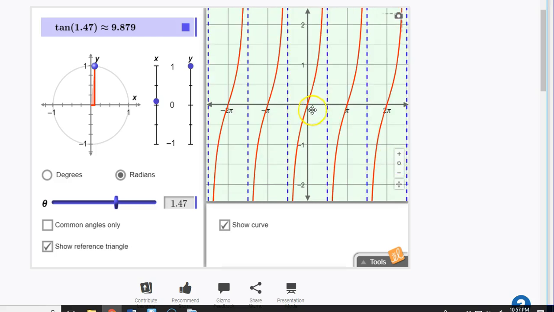Okay? And it is periodic, but it's not a sinusoid. It doesn't have that wave-like pattern. It also has a period that's only pi, right? The shortest repeating distance is pi. It goes from negative pi over 2 to pi over 2.